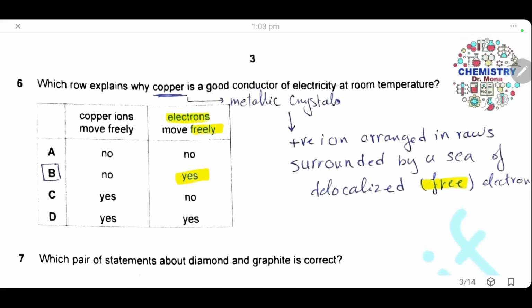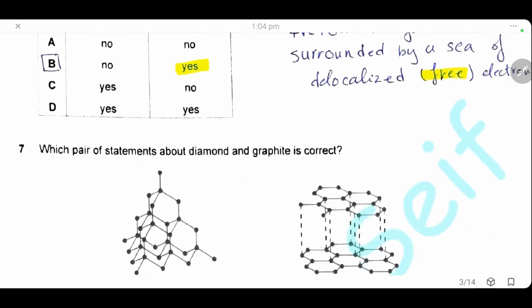Question 6. Which row explains why copper is a good conductor of electricity at room temperature? Copper is a metal, so it has a metallic crystal in which the positive ions are arranged in rows surrounded by a sea of delocalized or free electrons. So what makes copper conduct electricity is the free moving electrons and not the ions. The ions are fixed in the lattice, they cannot move, and the electrons, which are free, can conduct electricity. So here the answer will be B.